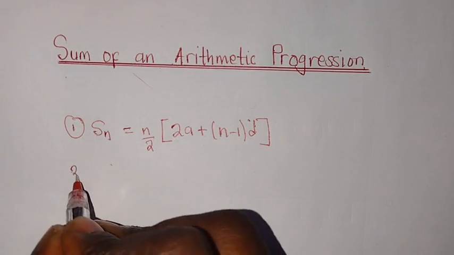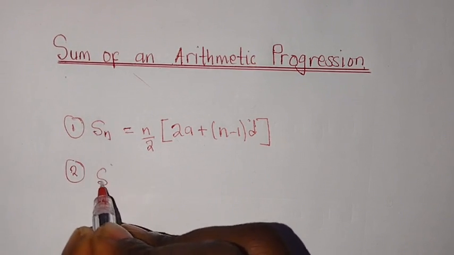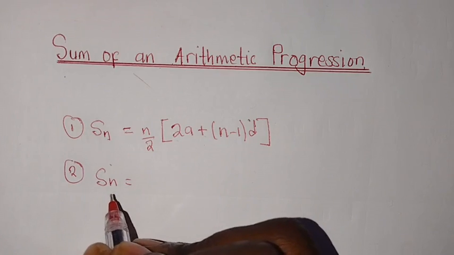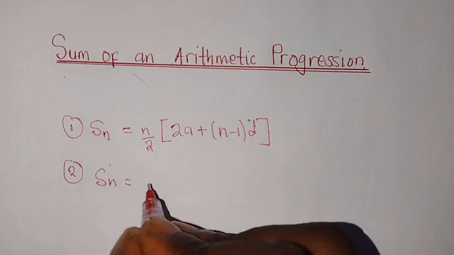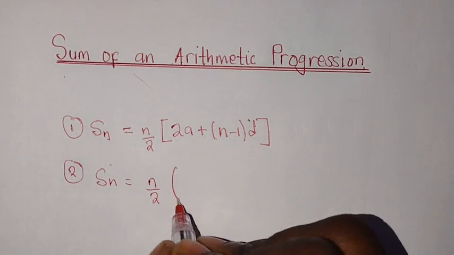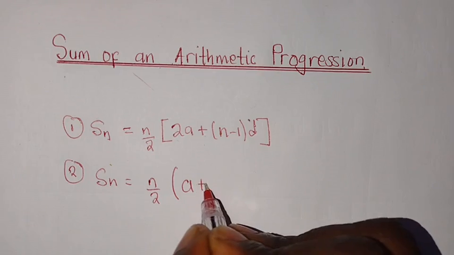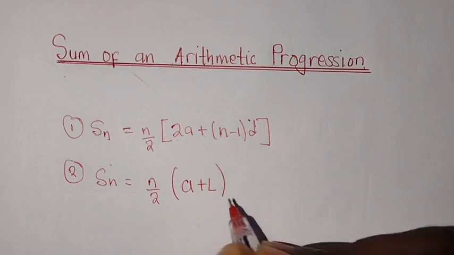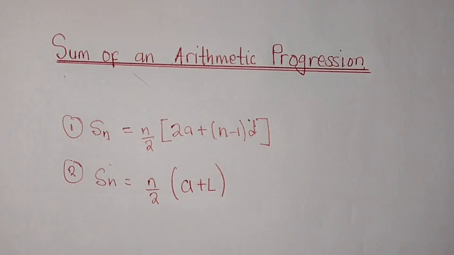The second formula is this: sum is equal to n over 2, open bracket a plus l, close bracket. So these are the two formulas that we have. The second formula you can use when the last term is given. This is when you can apply the second formula.